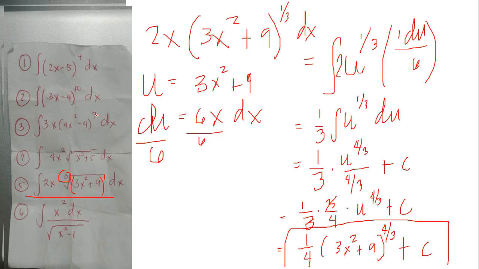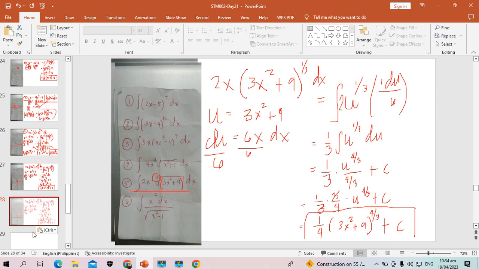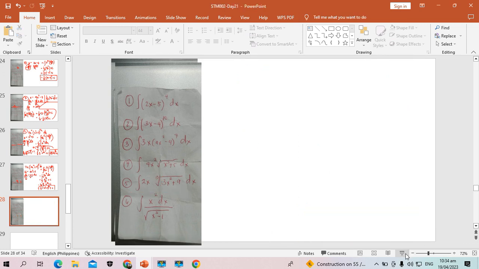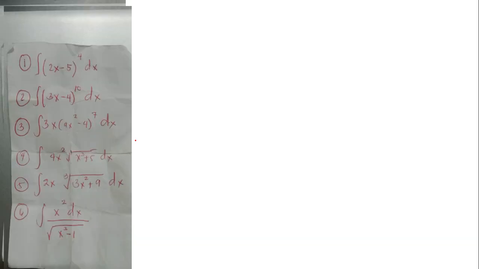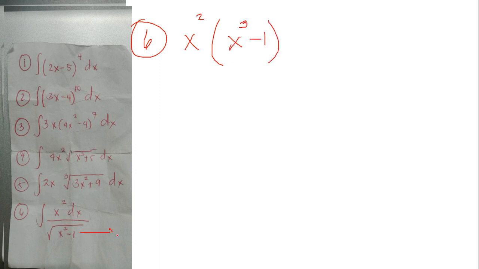Next, last one. Okay, dito tayo sa last part. Number 6 po. So, x squared over the square root of x cubed minus 1. So, itong nasa baba, gagawin natin siyang x cubed minus 1 raised to 1 half. Pag tinaas mo na siya, magiging negative 1 half dx.